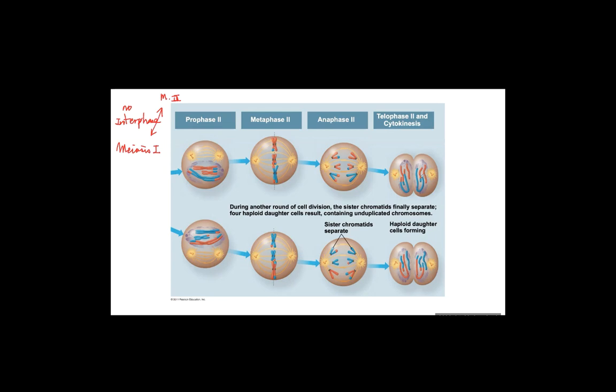In telophase two, the chromosomes finish moving to opposite poles. And then the nuclear envelope reforms, and the chromosomes decondense, so it becomes chromatin. And then immediately cytokinesis occurs. Therefore, one, two, three, four daughter cells are formed. And each daughter cell contains one member of each pair of homologous chromosomes. This is the end of meiosis.